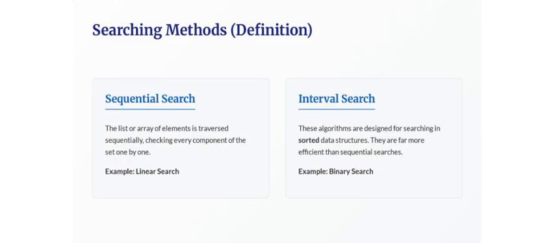The second type is interval searching. In interval searching, the elements are arranged in sorted order, and the search is done on them. The example for interval search is binary search. In this video we are going to see both types: linear search with an example and binary search with an example.